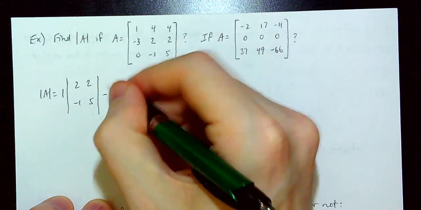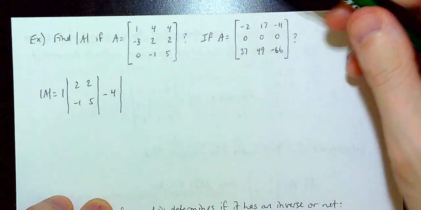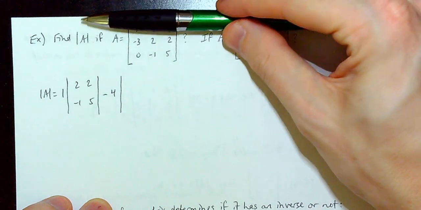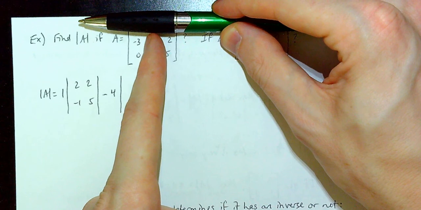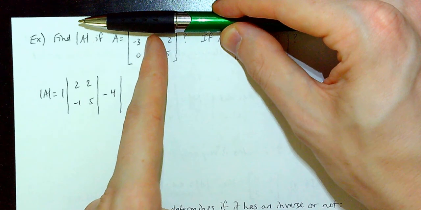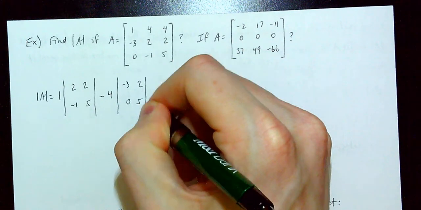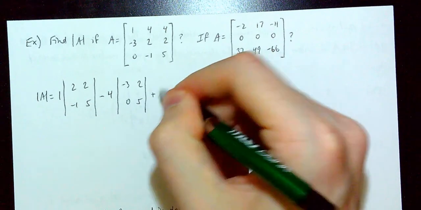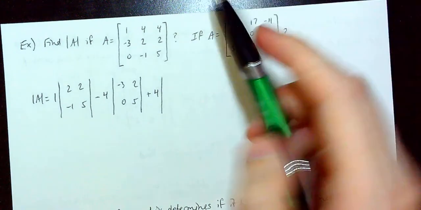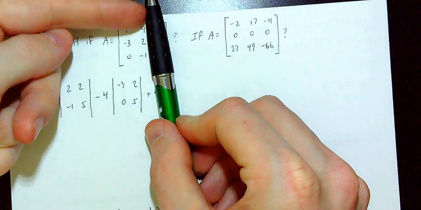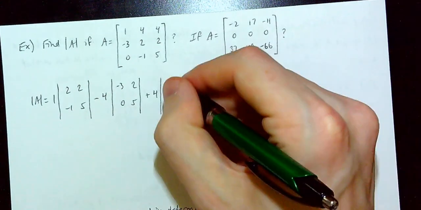Now it's minus B, this element, times the determinant of the matrix I get as a result of crossing out the row and column that contain that element. And the 2 by 2 matrix we get left over is negative 3, 2, 0, and 5. And then plus C, 4, times the determinant of the 2 by 2 matrix we get as a result of crossing out the row and column with that 4, giving me negative 3, 2, 0, and negative 1.